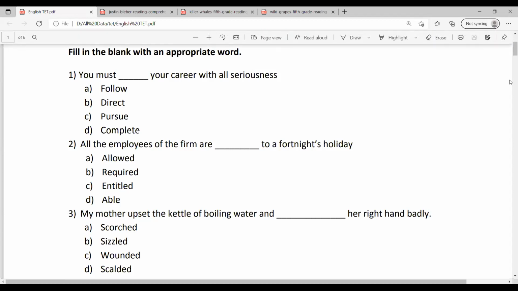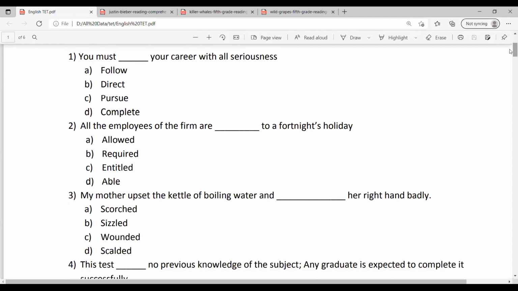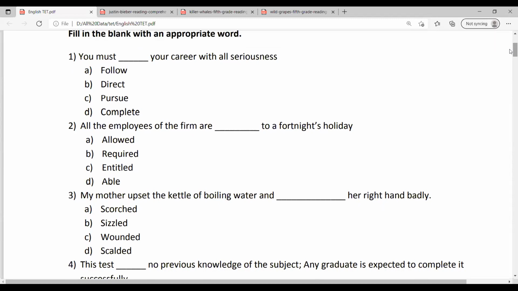My mother upset the kettle of boiling water and dashed her right hand badly. Scotched, scalded, sizzled, wounded, or scalded. Scalded. Wonderful, very nice. Yes, Pooja ma'am, you want to ask a question? Pooja Shah, you raised your hand to answer.